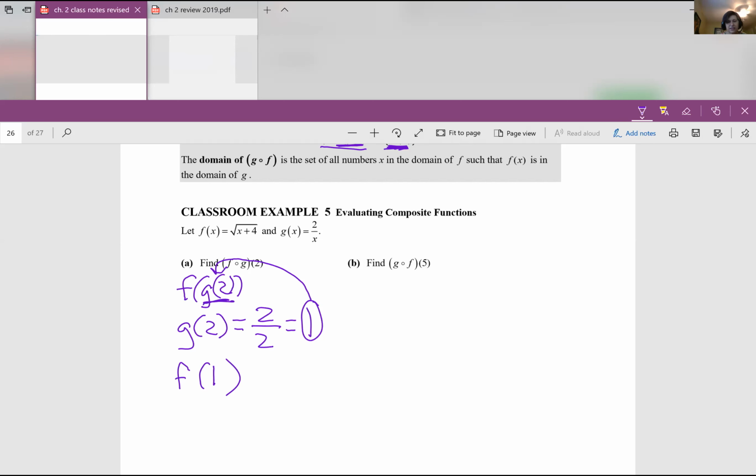Yes. And so now when I plug in, I've got the square root of x plus 4, so that'll become the square root of 1 plus 4, and that's equal to what? Square root of 5. Yeah. That's my answer. That's all I'm doing.